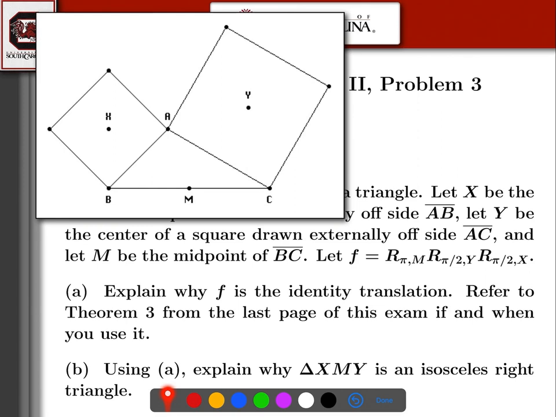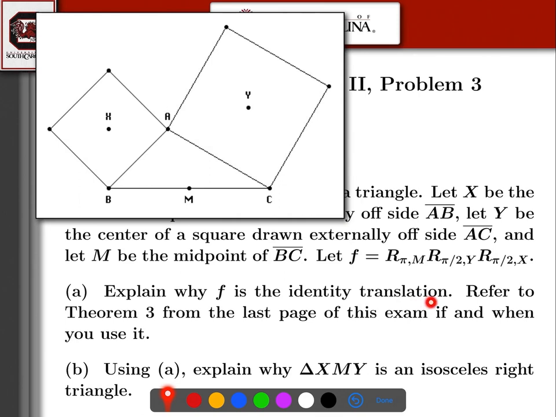Okay, so what does this mean? The identity translation would mean that the amount we're adding is 0 to both x and y. The points aren't really moving. So if I take f of (x, y), I get (x, y) back. So that's what we're trying to prove.